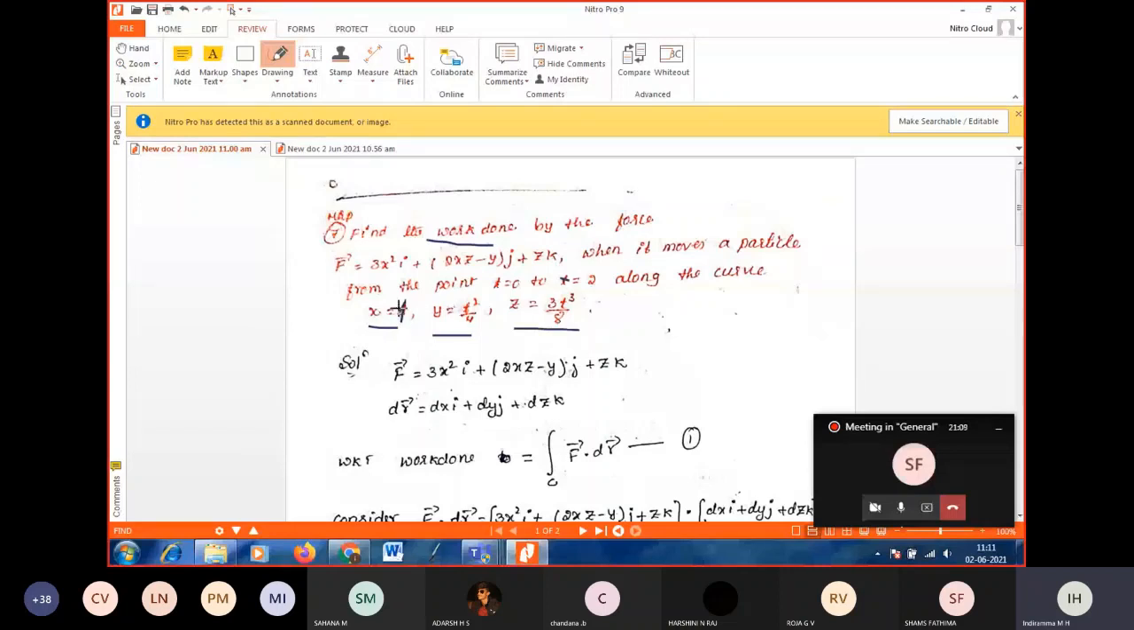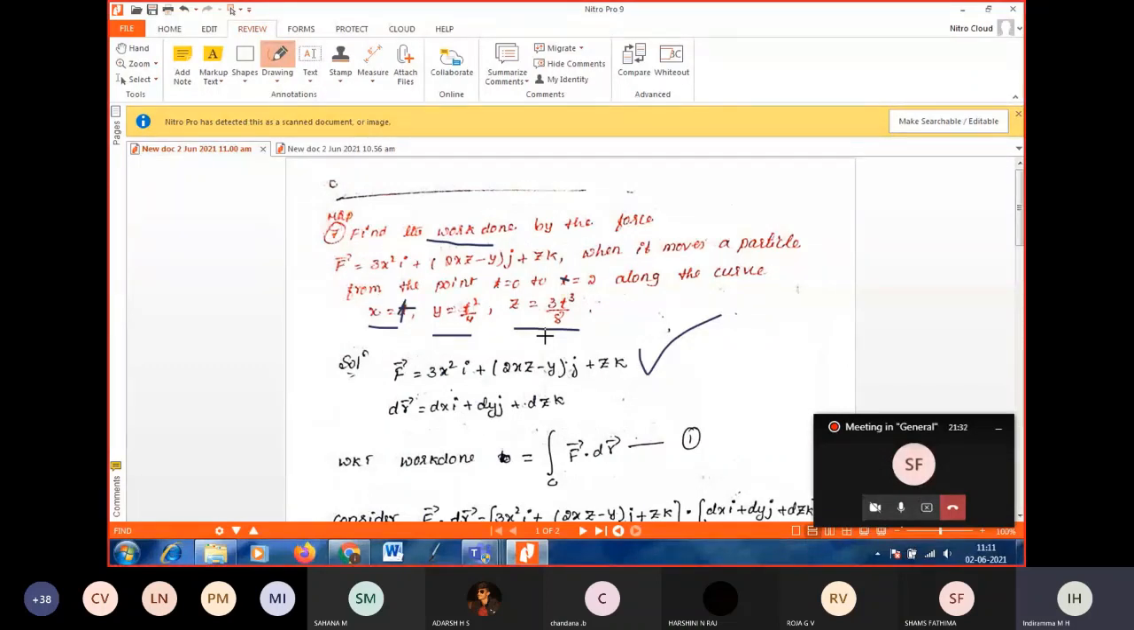So for that first we have to write down the data. Data is given: vector F. Solution: we have to find the work done. What is the formula we have? Integral over OC of vector F dot dr. Yes, integral over OC of vector F dot dr is the formula to find the work done.